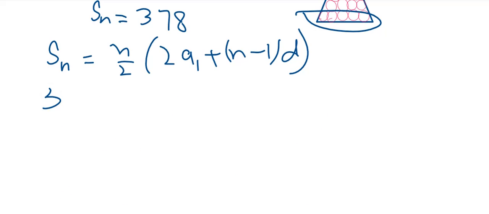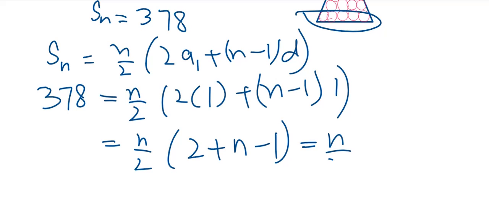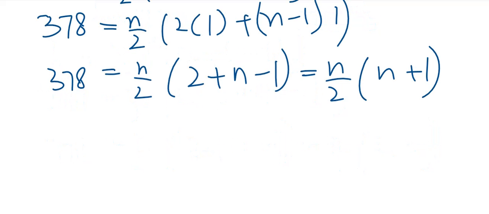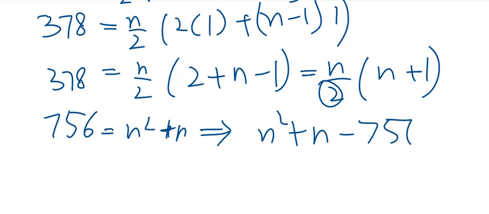Let's put 378, which is n/2 times n plus 1. Here is 378. We bring this 2 to the left side and multiply with 378. 756 is equal to n square plus n, which forms a quadratic equation, n square plus n minus 756.